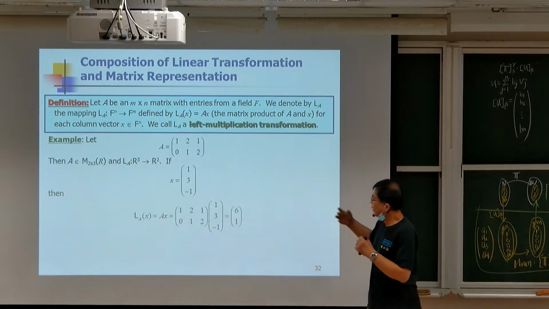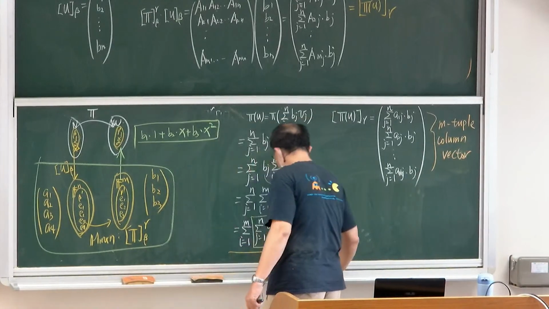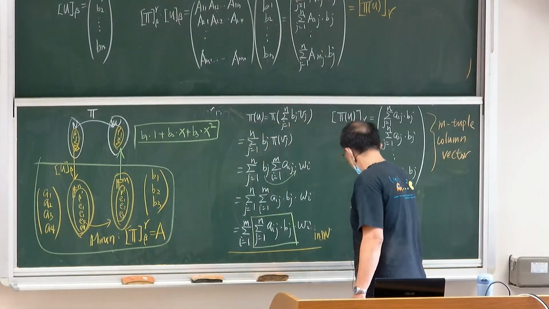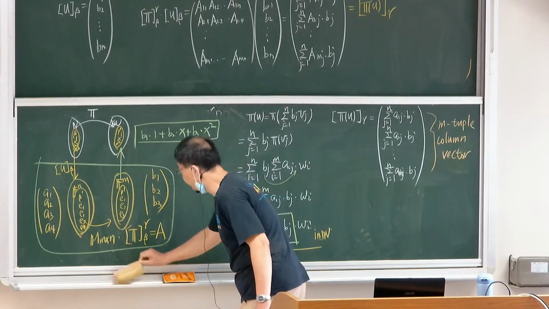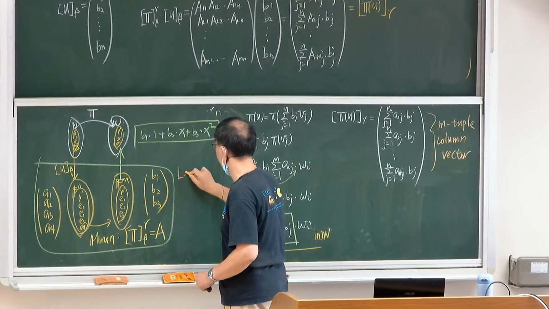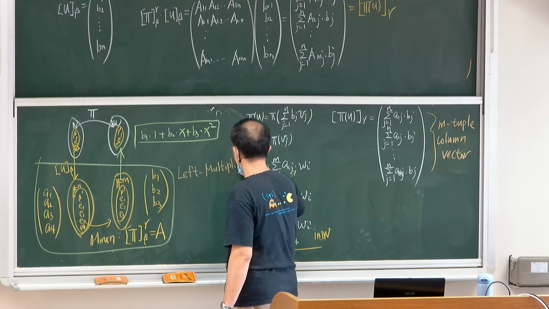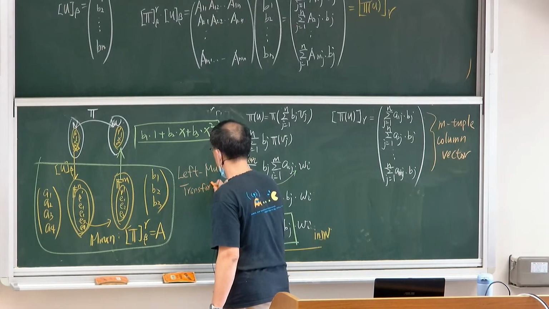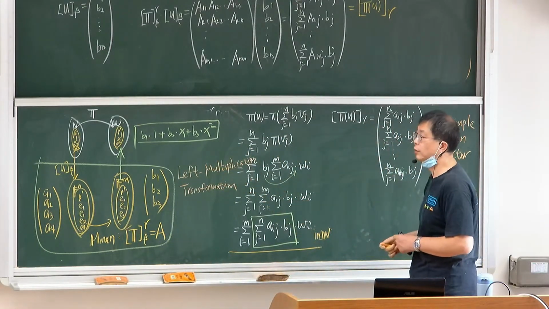So after this, because right now we can represent it as a matrix A, we think of this operation, and we call this operation left multiplication transformation. We call it left multiplication transformation.